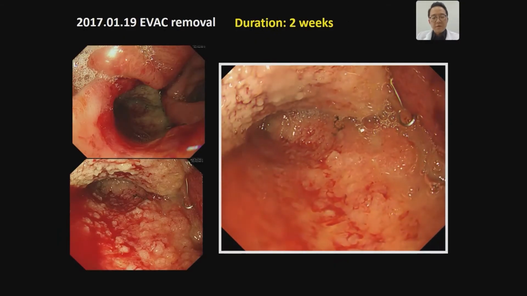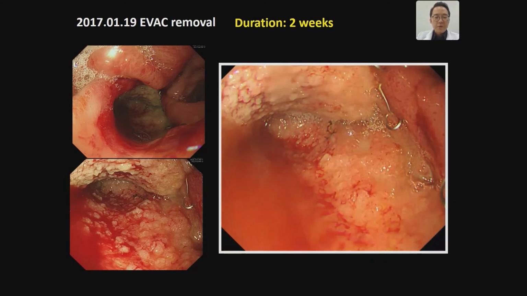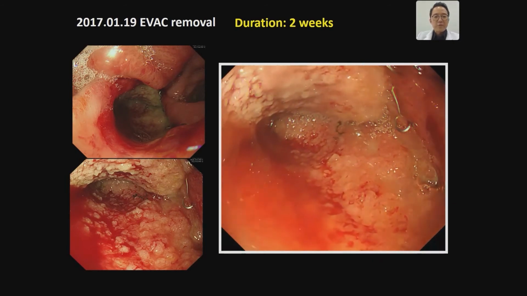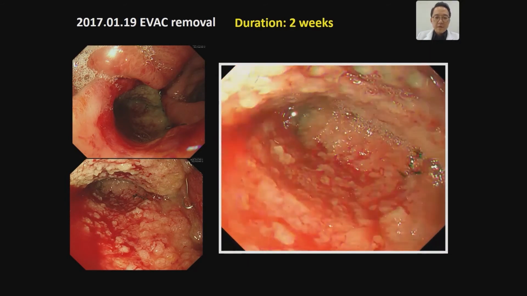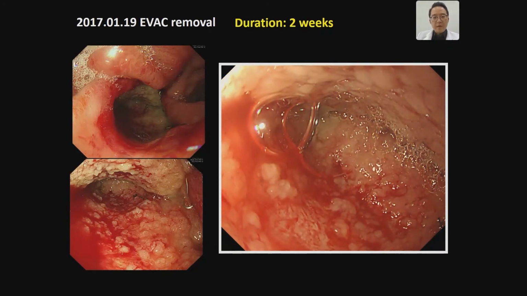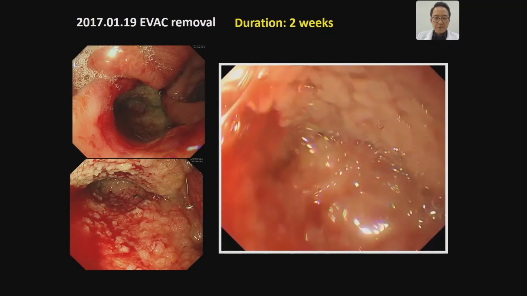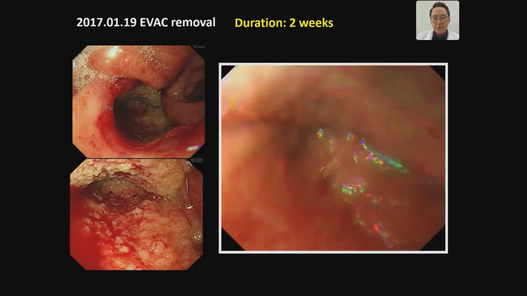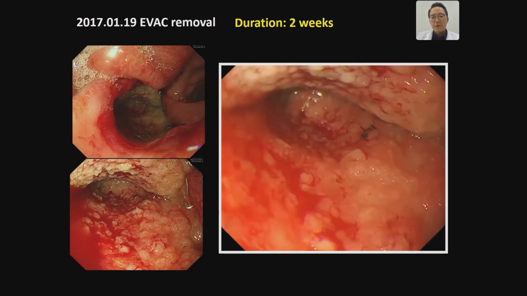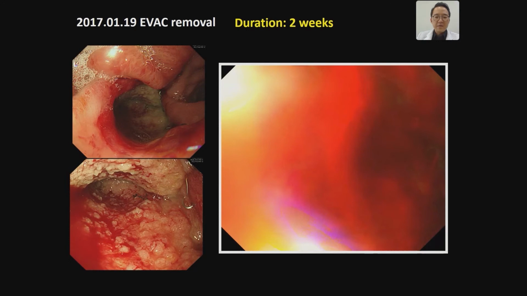After 2 weeks, the condition had improved well, and there were no fevers. So I decided to remove the evac system, and this is the motion clip. After removing the sponge here, you can see very good healing with re-epithelialization without leakage. So this case also shows only 2 weeks for complete healing of a very deep defect.